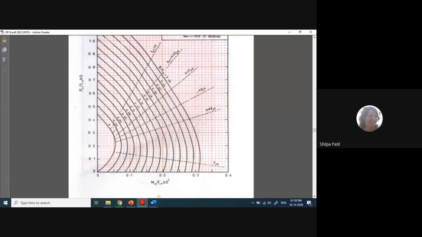Similarly, place the point for the Mu by fck bD square value. That value is, I think, 0.104, right? Again find out the least count here, and locate the point corresponding to the 0.104 value. Suppose the point comes over here, so I will draw a vertical line here. The horizontal line and the vertical line will meet together at a certain point.